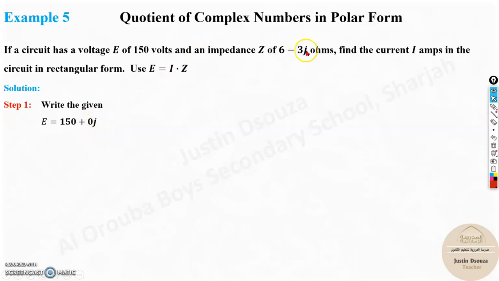So this can be given as I. In this case, it's j. It's 150 plus 0j. Over here, Z is 6 minus 3j. So this is the thing.